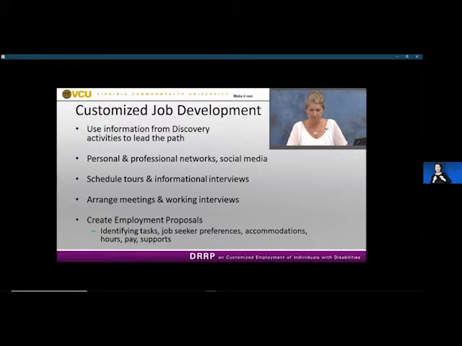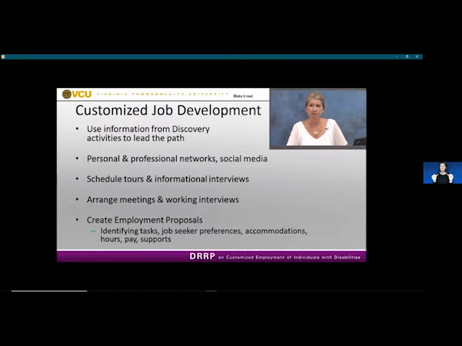Another approach that we use is working interviews. We use these a lot at VCU, and they've been very successful. This is an opportunity for the individual to go into the business at a preset time for a preset amount of time, so really no more than an hour or two, to show the business owner or manager how that individual is able to do the job or the task that you have negotiated for that individual to try.